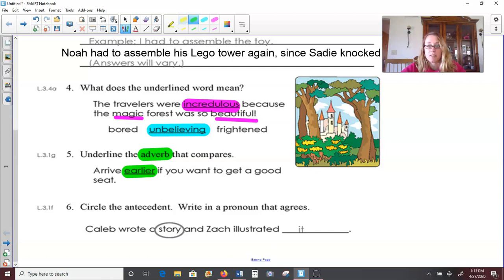On number 6, circle the antecedent and then write a pronoun that agrees. Caleb wrote a story and Zach illustrated blank. Well, what are we talking about in this sentence? We're talking about the story. So we want to circle story. And instead of saying story again, what could we put in this blank? Well, they used the pronoun it. Caleb wrote a story and Zach illustrated it. So we have our antecedent and our pronoun.